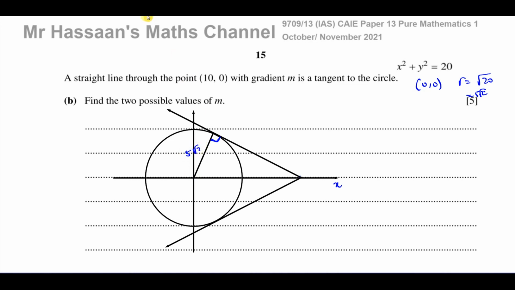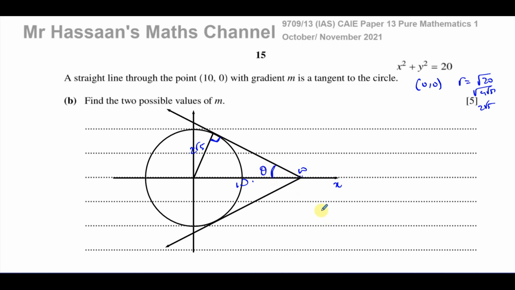So it's 2 times root 5. My bad. That's going to be the square root of 4 times the square root of 5, which is 2 root 5. Okay, and this length from there to there, because this is 10, is going to be 10 units. So I can find this angle over here.